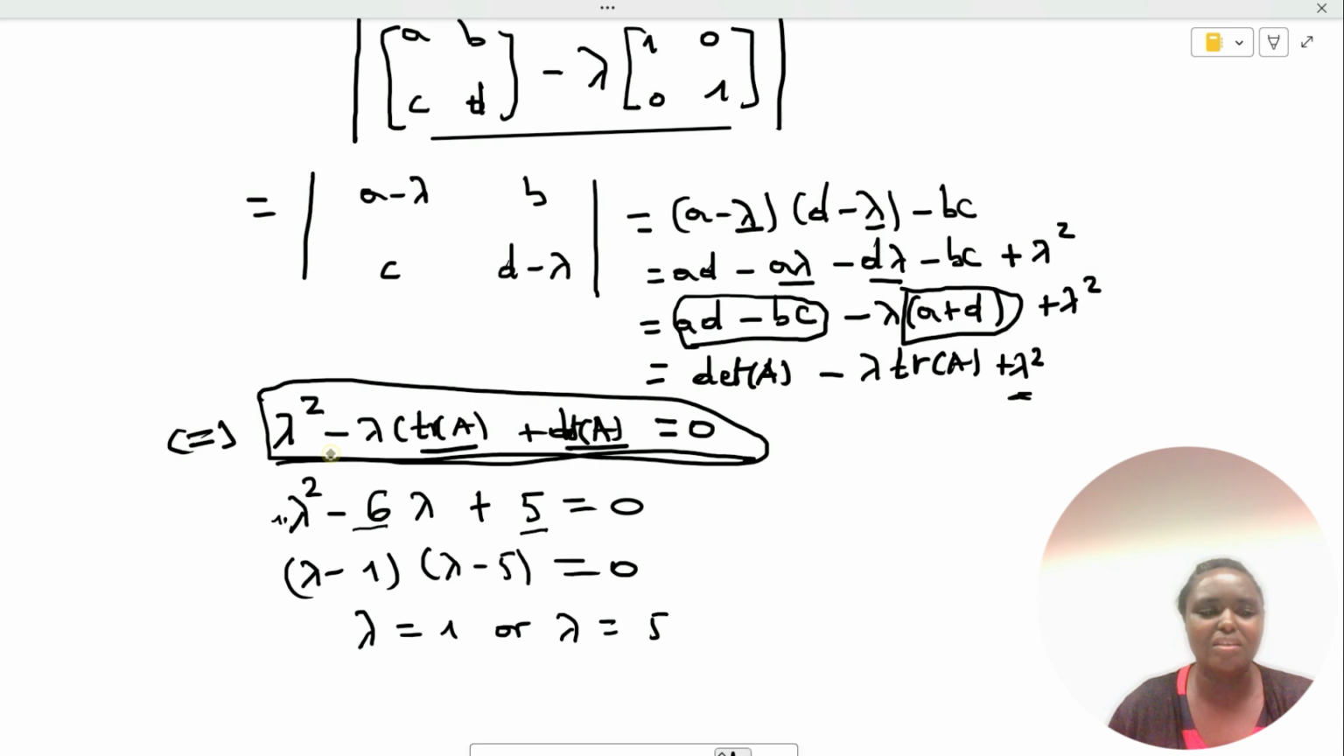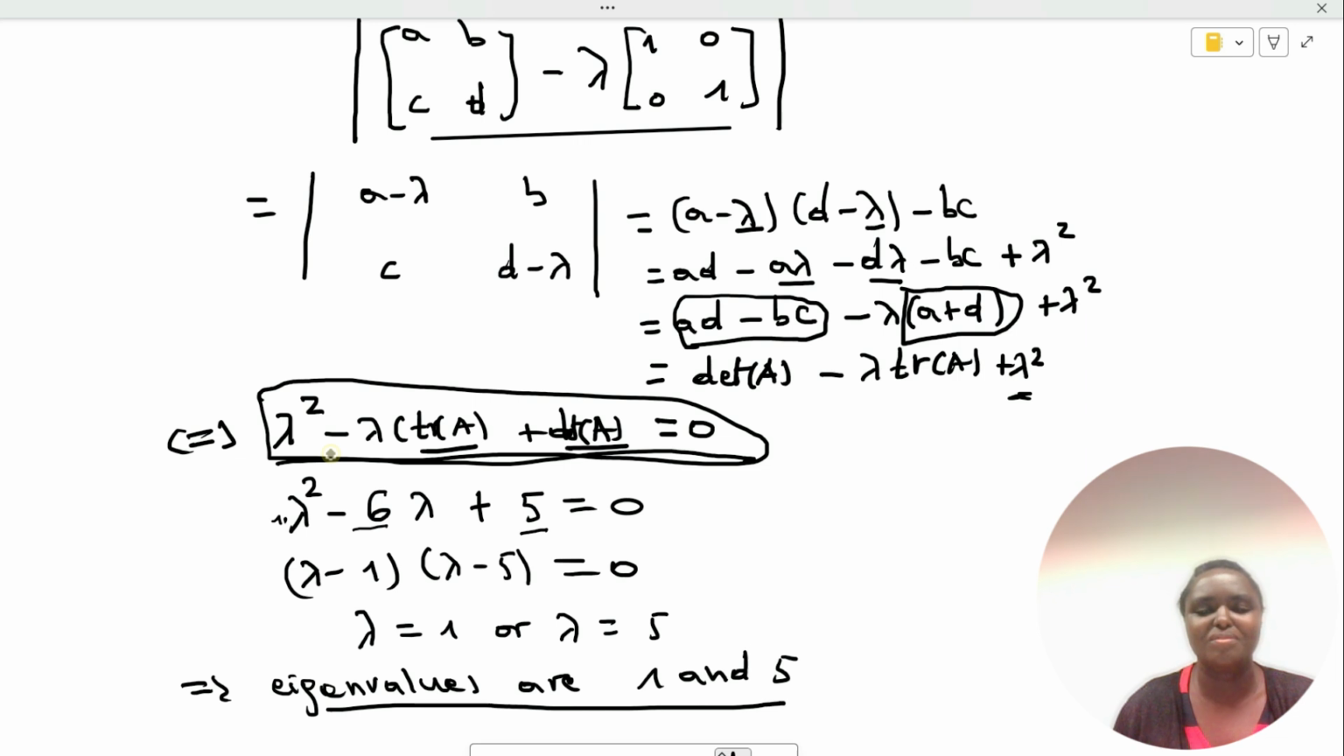And those are the eigenvalues. Therefore, our eigenvalues are 1 and 5. That was it.